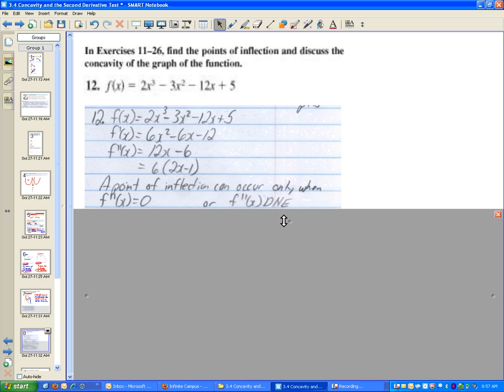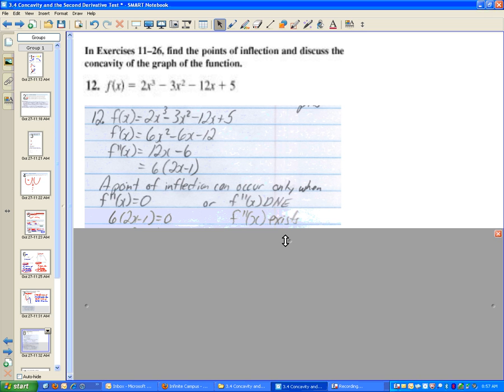All right, the second derivative is a polynomial function. It exists, doesn't it? But it can equal 0. At least I think it can. We'll solve it and find out, won't we? So I set 6 times the quantity 2x minus 1 equal to 0, and I just state that f double prime of x exists.